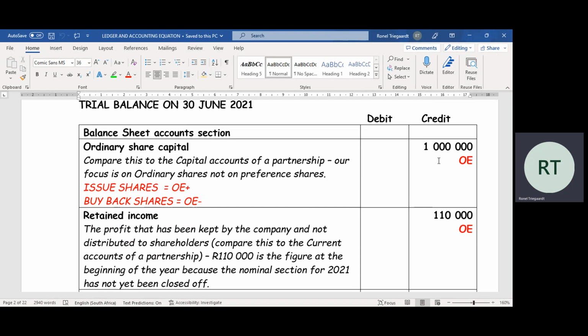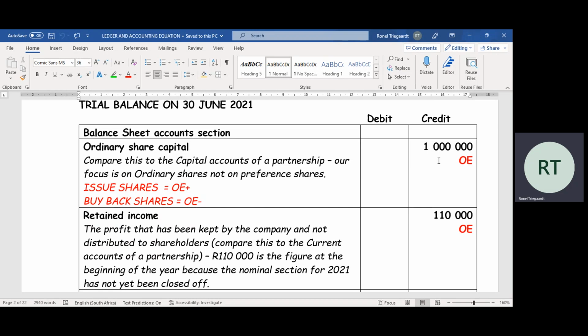Remember, owner's equity increases on the credit side, so this will also be written on the credit side of ordinary share capital. Same accounting principles is still applicable. It's just a new name for this capital account. En dan wat kan gebeur? In a sole owner, the owner can take his capital back. In a partnership, the partner can say, I want some of my capital back, will decrease the capital. The same can happen in a company.